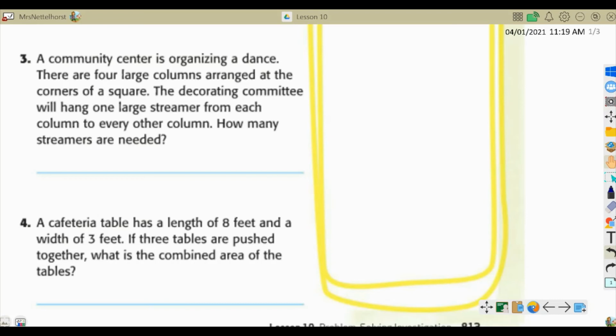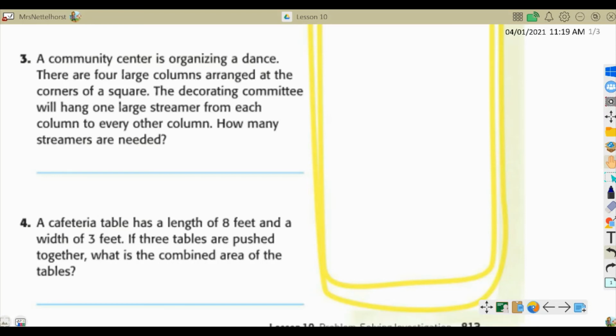Okay, I didn't bother with the three-peat on this one because this one's hard to understand, even if you do the three-peat. So what messed me up was they'll hang one large streamer from each column to every other column. And it didn't make sense to me at first. I came up with the solution, but then it was the wrong answer when I double checked it. But one of the other third grade teachers got the correct answer and she knew how to do it. So this is what we're going to do right now.